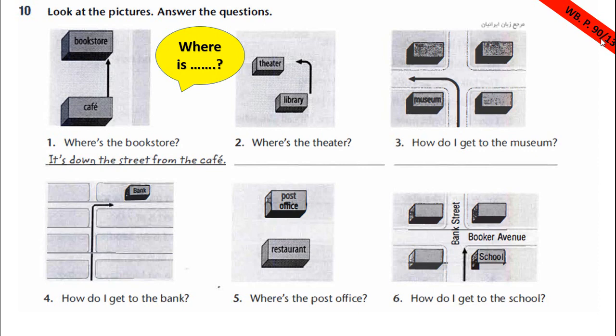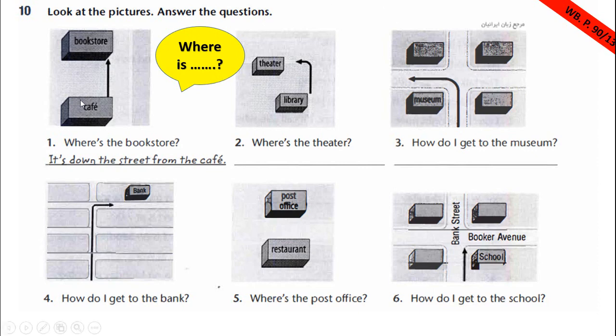Number 1. Where is the bookstore? Bookstore means a place that sells books. Okay, can you see the cafe and the bookstore? Again, we can have different answers, but the book here uses its own answer. It's down the street from the cafe. Down the street means at the end of the street. From the cafe. Can you see the cafe? It's here.